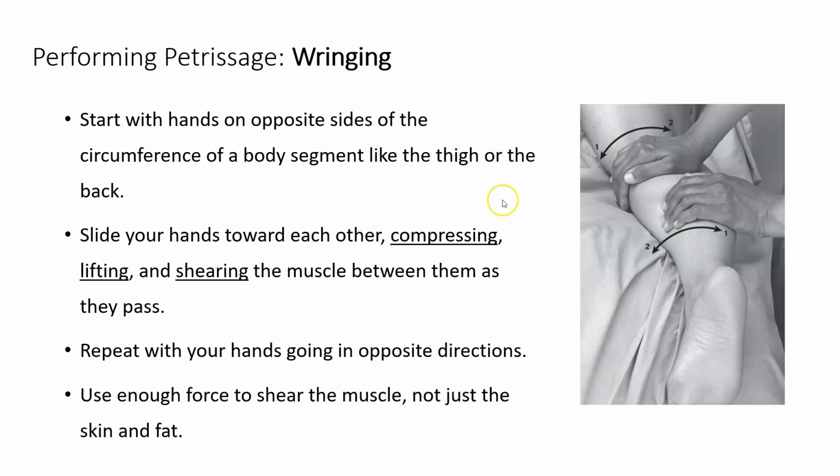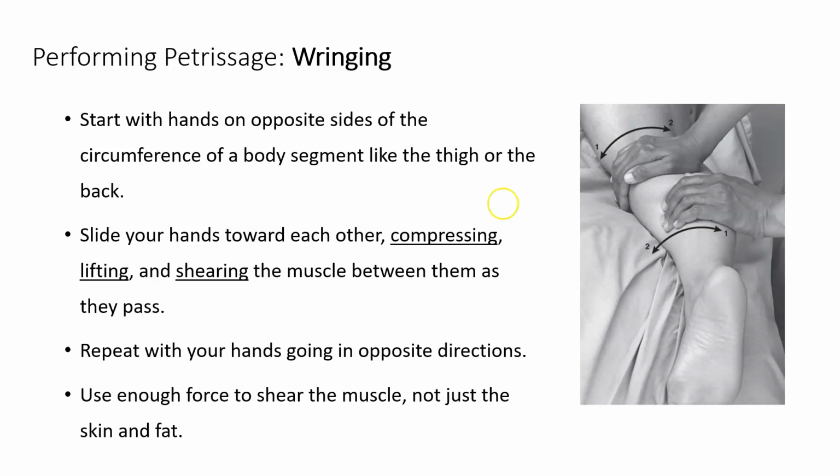The next one is called wringing, and it's just what you think, like wringing out a cloth. So we start with the hands on opposite sides of the circumference of a body segment, such as the calf, the thigh, or the back. You slide your hands towards each other, compressing, lifting, and shearing the muscle between them as they pass. So you'll actually see sort of an S configuration in the tissue if you're doing it correctly. You repeat going the opposite direction.